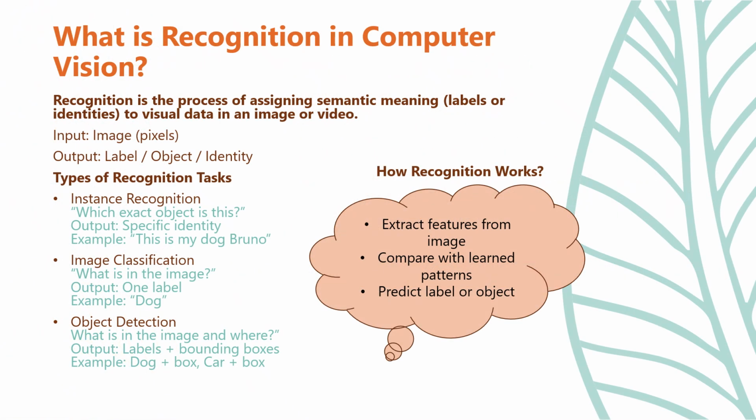Okay, what is recognition in computer vision? Now let's understand the concept of recognition first. Recognition is the process of assigning meaning to visual data. In simple words, recognition answers the question, what am I looking at? Recognition tasks can be divided into three major categories. The first is image classification, which predicts the label for the entire image.